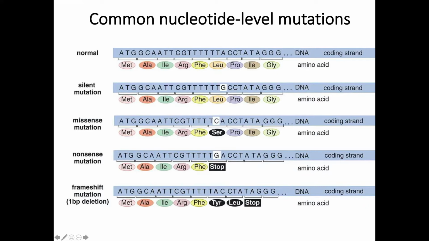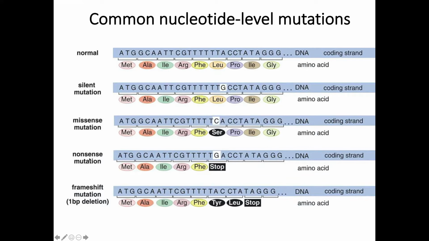But in contrast to that, there's a missense mutation. So this is a change in 1 base pair that results in a change of 1 amino acid in the protein. So you see this leucine now becomes a serine because this change is happening in the second nucleotide in the 3-nucleotide genetic code. And then what is a nonsense mutation showing here?